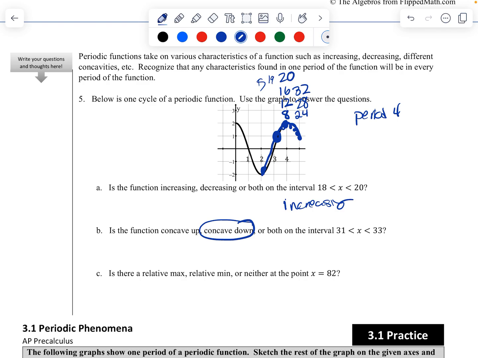And is it a relative min or max at 82? I don't want to keep counting by 4, so I'm going to say, what is 82 divided by 4? Well, that's 20, right? With a remainder of 2. So that means it goes through 20 full cycles and then 1, 2 more. So that would be a minimum.